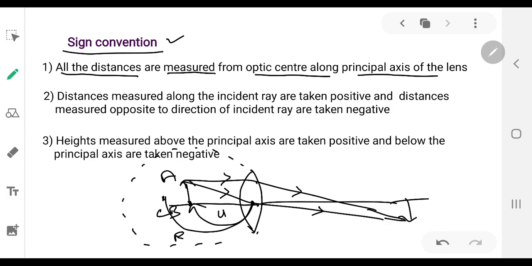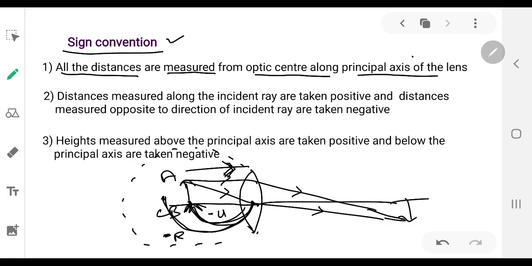The second point is: distances measured along the incident ray are taken positive. Now which is the direction of the incident ray? Towards the right. What is our direction of measurement? Object distance is towards the left. From the optic center to the object towards the left, as it is opposite to the direction of the incident ray, u has to be taken negative. Again, in the same way, the radius of curvature is measured from the optic center to the center of curvature, which is opposite to the direction of the incident ray. So r is negative.